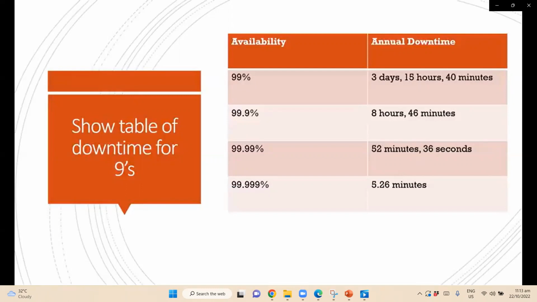out of the year. A common metric that you might have heard of is 5 nines, which is this bottom right here, and that equals 5 minutes out of the year that you're down. That's a pretty common service level agreement for many companies.